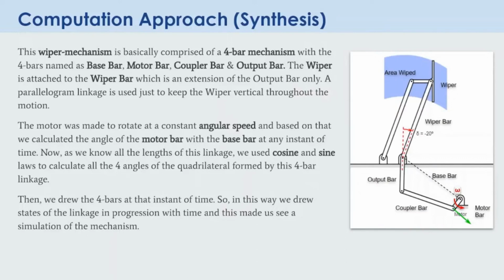The motor was made to rotate at a constant angular speed, and based on that we calculated the angle of the motor bar with the base bar at any instant of time. Now, as we know all the lengths of this linkage, we used cosine and sine laws to calculate all 4 angles of the quadrilateral formed by this 4-bar linkage. Then we drew the 4 bars at that instant of time. In this way we drew states of the linkages in progression with time, and this made us see a simulation of the 4-bar mechanism or wiper mechanism.